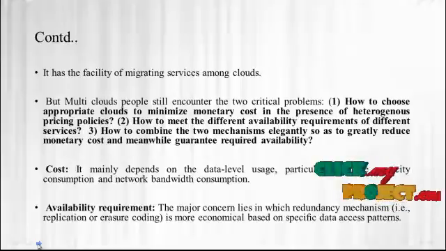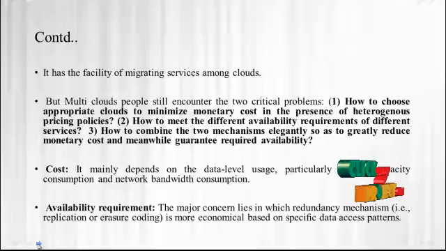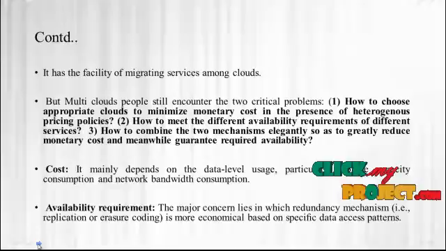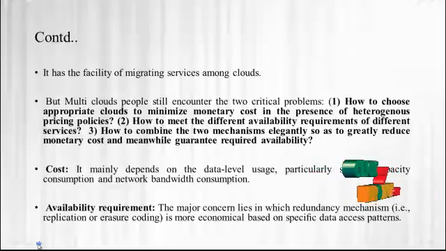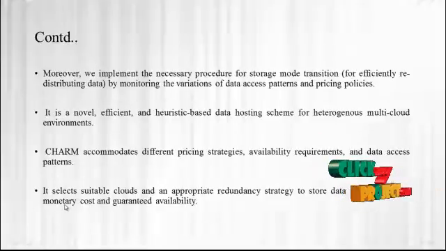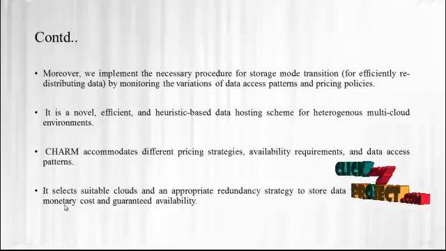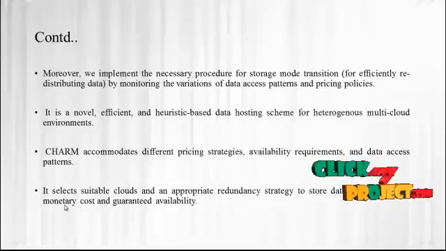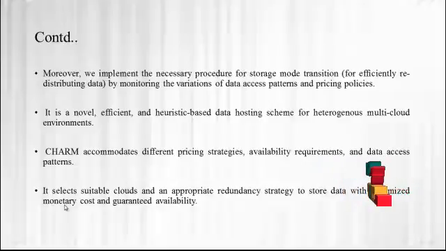In our process, it mainly depends upon two parameters. One is the cost, another one is the availability requirement. Cost mainly depends upon the data level usage, particularly storage capacity consumption and network bandwidth consumption. Then the other is the availability requirement. The major concern lies in which redundancy mechanism, replication or erasure coding, is more economical based on specific data access patterns. Moreover, we implement the necessary procedure for storage mode transition, that is, for efficiently redistributing data by monitoring the variations of data access patterns and pricing policies.